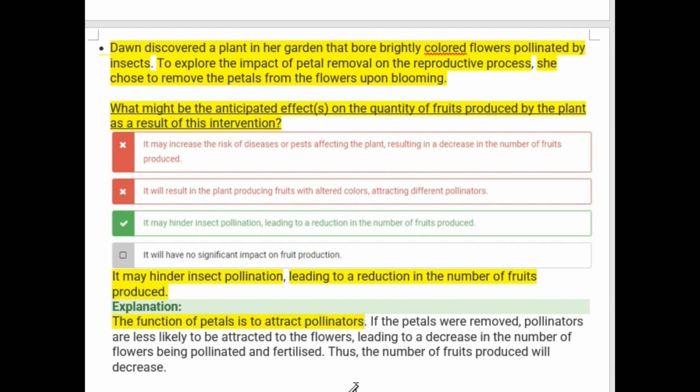Explanation. The function of petals is to attract pollinators. If the petals were removed, pollinators are less likely to be attracted to the flowers, leading to a decrease in the number of flowers being pollinated and fertilized. Thus, the number of fruits produced will decrease.